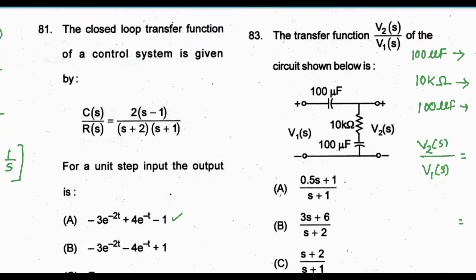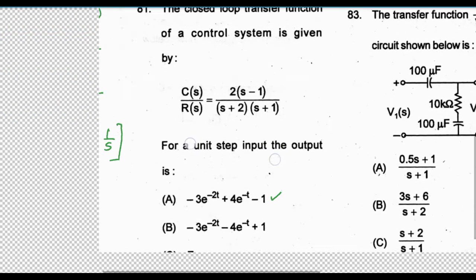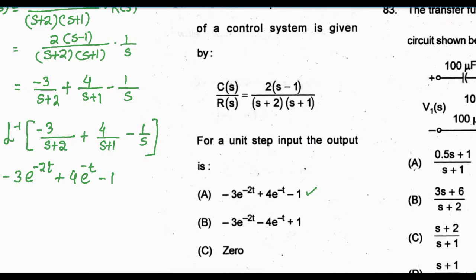Question number 81. The closed loop transfer function of a control system is given by C(s)/R(s) = 2(s - 1)/((s + 2)(s + 1)). For a unit step input, the output is. So here what is given? Given is a transfer function and we have to find out the unit step output.